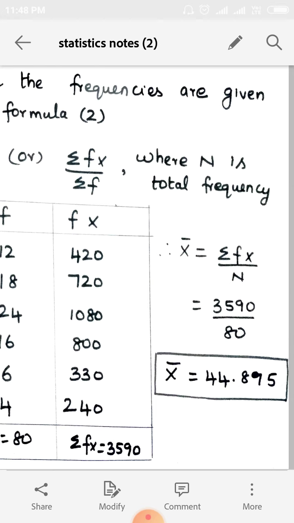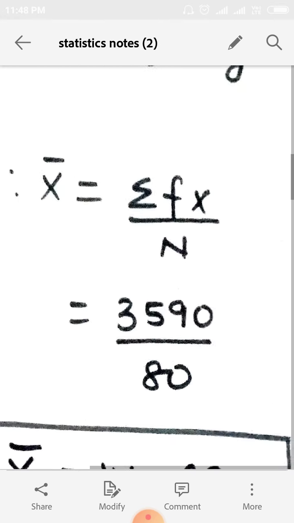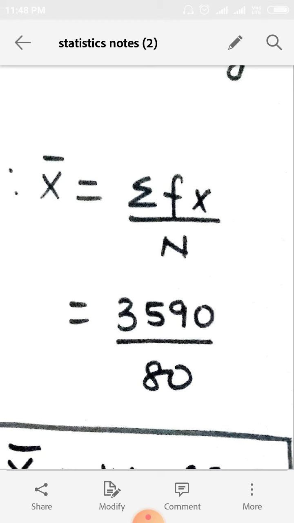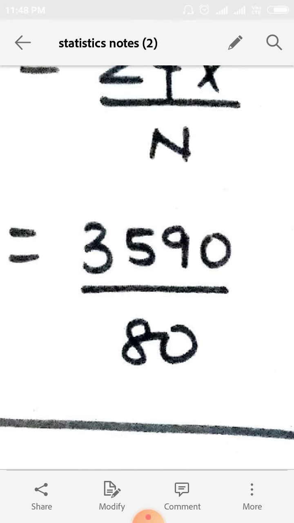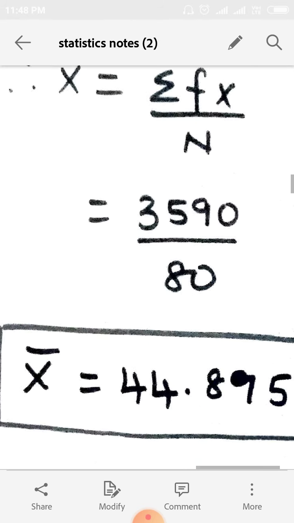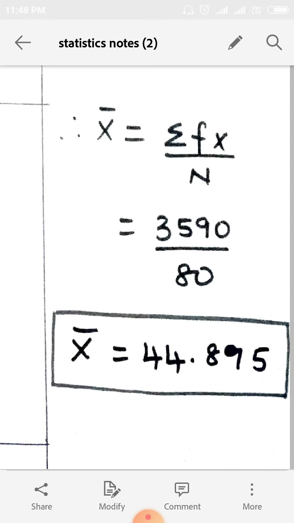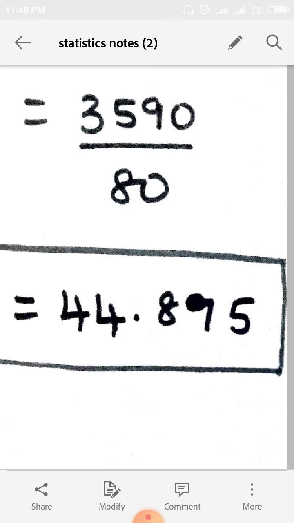Now come to the formula. What's the formula? X bar is equal to summation fx by capital N. What is summation fx? 3590 divided by capital N, which is equal to 80. So we get the answer 44.875.